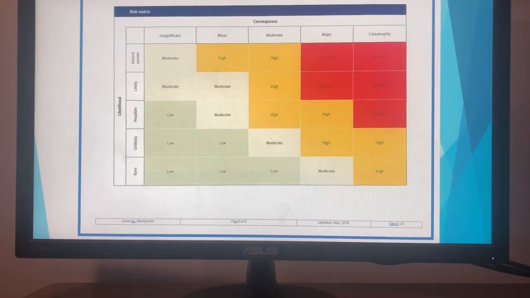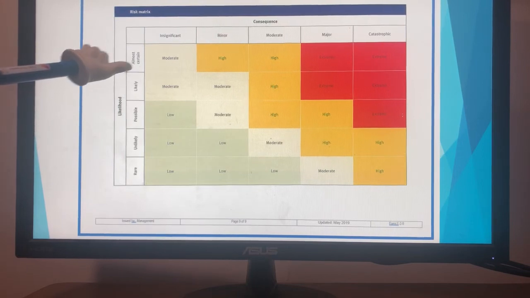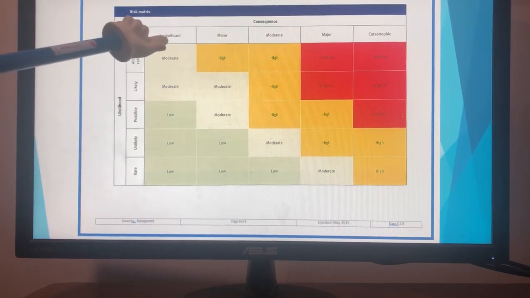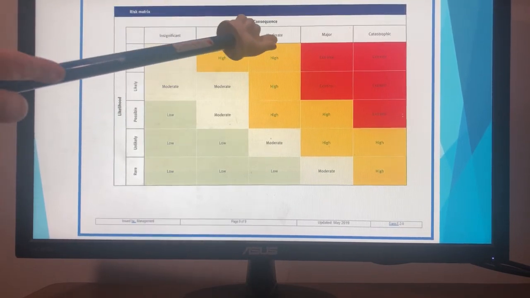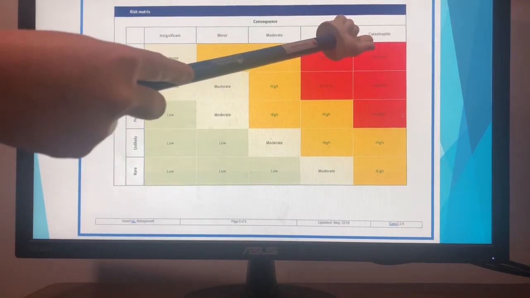On the next page, we've got our matrix. This is what we were talking about before. So this matrix lets us determine what type of risk we will be taking on each of those activities and each of those elements of the risk assessment. So we've got our likelihood, which could be rare, unlikely, possible, likely, almost certain. And then we've got our consequence, which is insignificant, minor, moderate, major, and catastrophic.